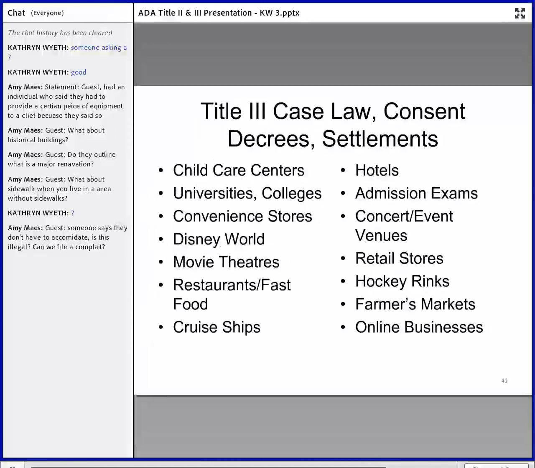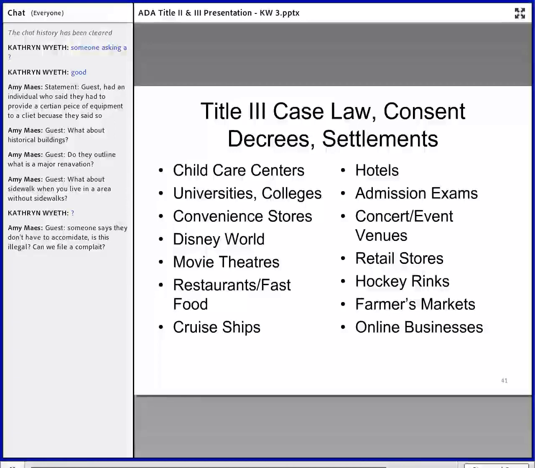Okay, next slide. And again, some case law here. Child care centers have been sued over certain policies and practices that discriminate or tend to screen out kids with disabilities. Children must be independently potty trained in order to access that daycare center. Those types of policies have been challenged. Universities and colleges, that idea of providing accommodations, whether that's suspended test taking, screen readers, large print.